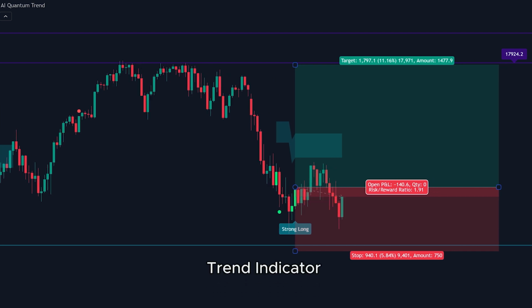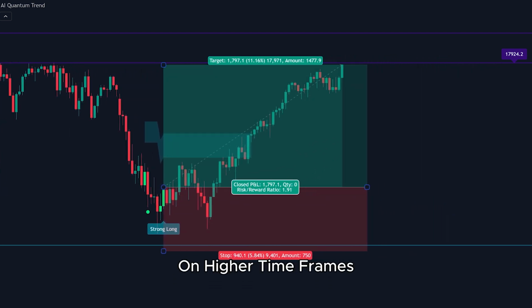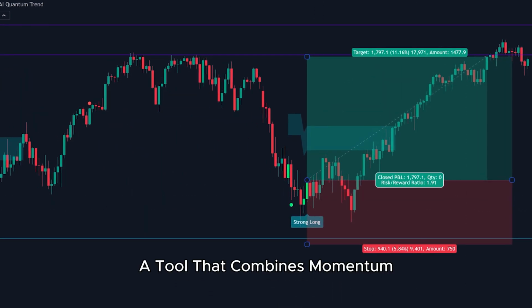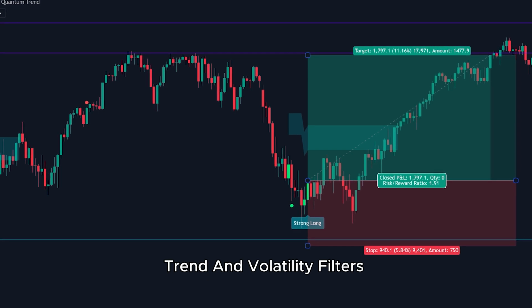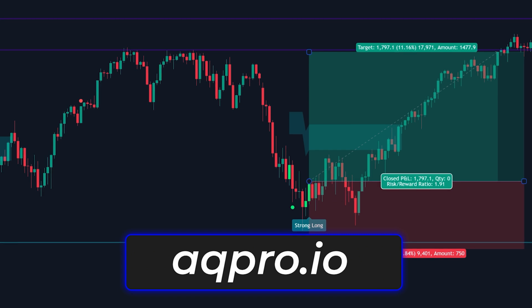While the Quantum Trend Indicator can be used on any time frame, it tends to perform best on higher time frames like 30 minutes and above. So if you're looking for a tool that combines momentum, trend, and volatility filters into one system, Quantum Trend Indicator might be what you need.